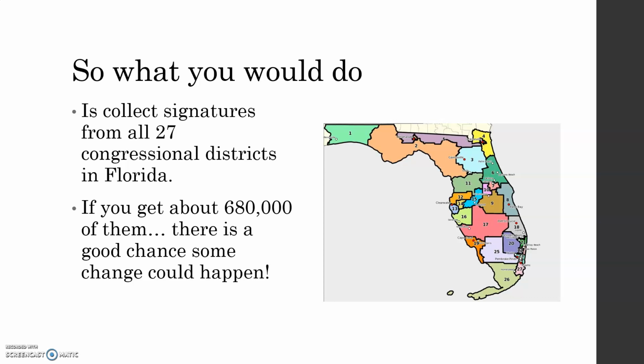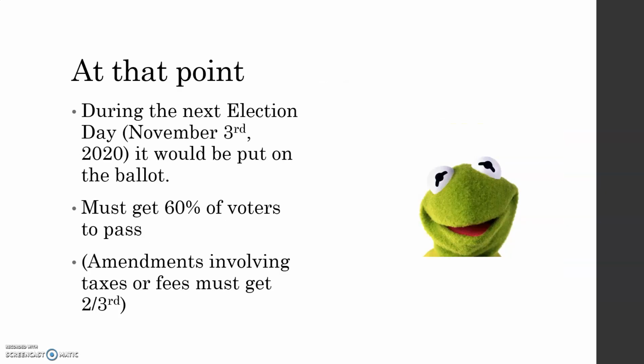You have to get signatures from all of these congressional districts, and the map is there in case you actually want to try this, but you'll see in a minute that it is kind of pointless. If you get 680,000 signatures, there is a good chance that an amendment can be added to the Florida Constitution. Once you get those signatures, during the next election day, which for us is November 3rd, 2020, it would be put on the ballot. The ballot that you and I vote for, well, actually, not you guys because you're not 18 yet, but one day you will vote on, hopefully.